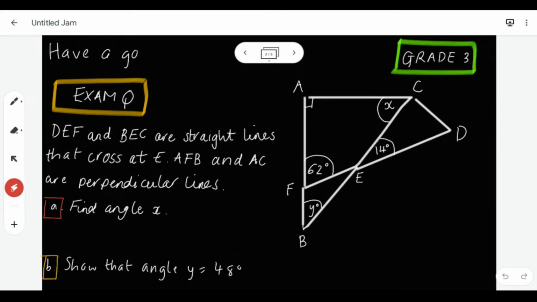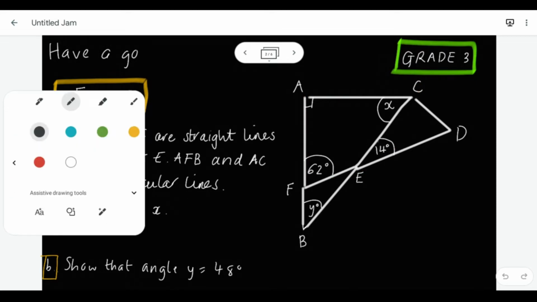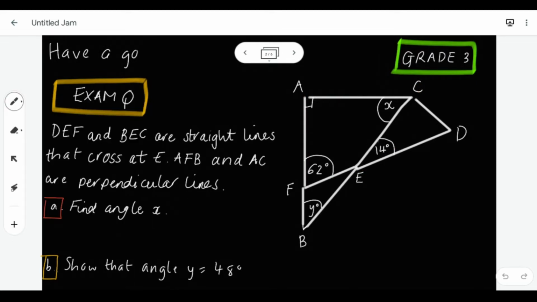Now, it says find angle X, which is here, and then the second part of the question is show that angle Y equals 48. So for finding angle X, we know that this is a trapezium and therefore a quadrilateral. We also know that quadrilaterals add up to 360. So I'm just going to put here Q equals 360.